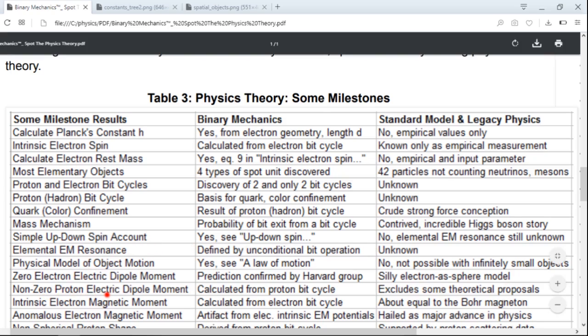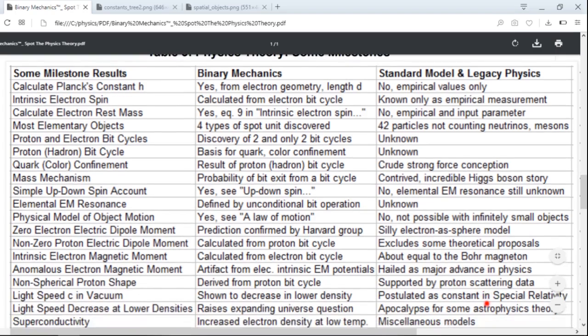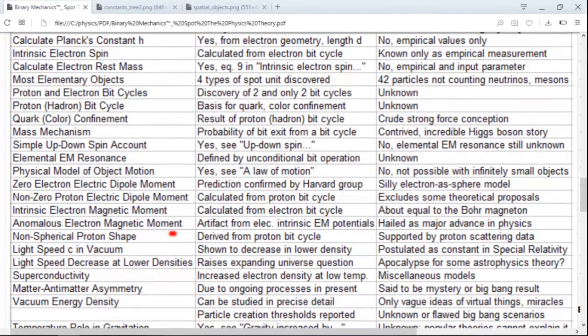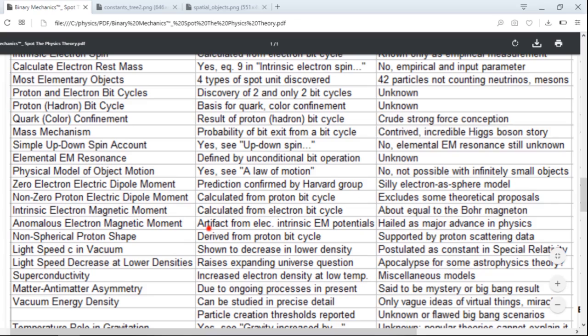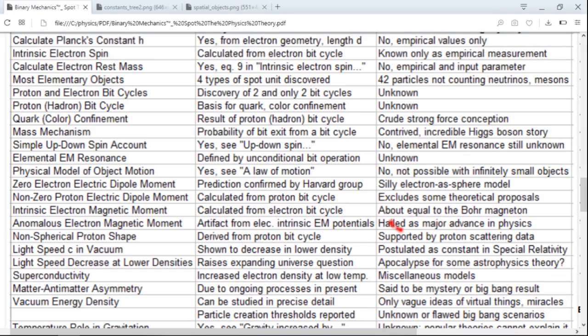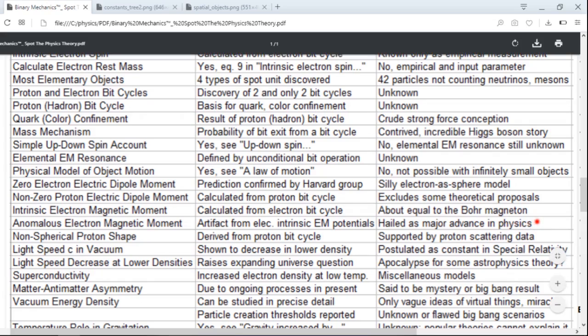Non-zero proton electric dipole moment, calculated from the proton bit cycle. This excludes some theoretical proposals in the standard model extensions. Intrinsic electron magnetic moment, calculated from the electron bit cycle. It's about equal to the Bohr magneton. The anomalous electron magnetic moment is an artifact in binary mechanics from the electron's intrinsic EM potentials, whereas in the physics literature it is hailed as a major advance in physics.